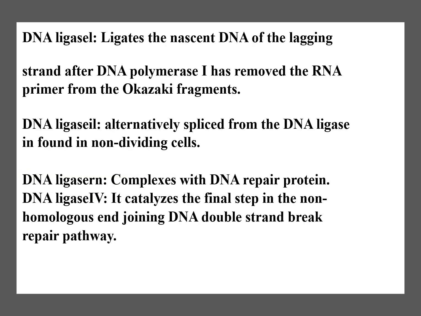DNA ligase 1 joins the lagging strand after DNA polymerase 1 has removed the RNA primer from the fragments, and DNA ligase 2 is an alternative splicing of the DNA ligase found in non-dividing cells and complexes with a DNA replication protein. And DNA ligase 4 catalyzes the final step in the non-homologous end joining DNA double strand break repair pathway. These are the main roles of DNA ligases.